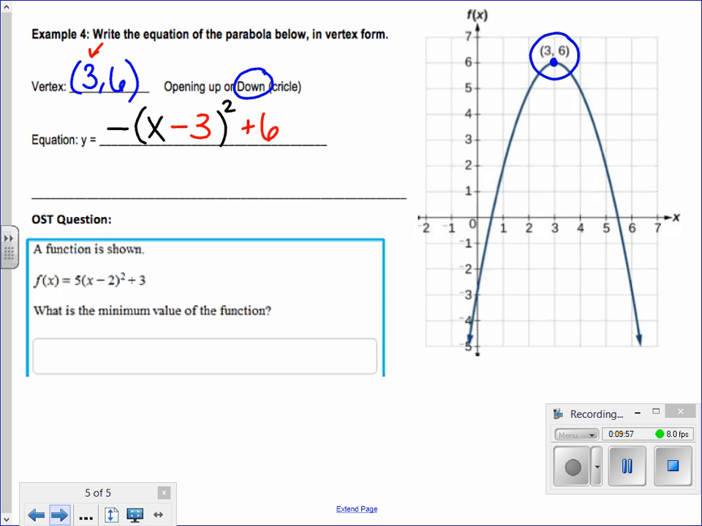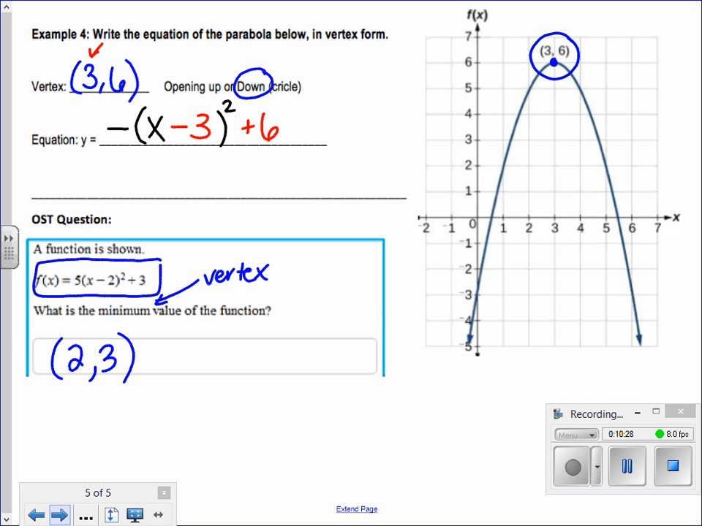Finally, this is an OST, Ohio State Test question. It says a function is shown below: 5 times (x minus 2) quantity squared plus 3. It says what's the minimum value of the function? Well, this is just asking me what's the vertex of this function. And if you understand vertex form, you should be able to get this with no problem. The vertex here is the opposite of the number inside the parentheses, which will be 2, and then the positive 3. That is your minimum value.